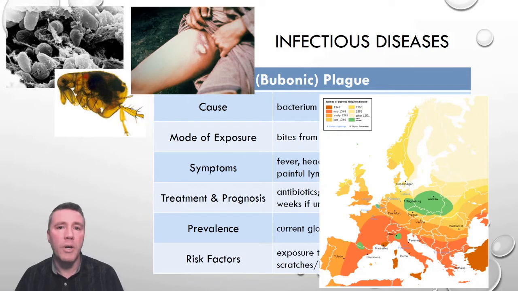The World Health Organization reports between 1,000 and 3,000 cases of plague every year, with up to 15 in the United States.